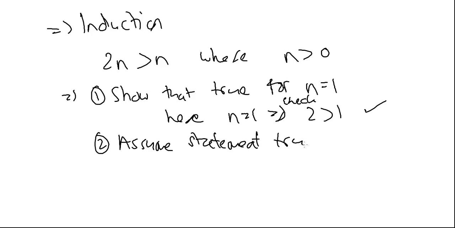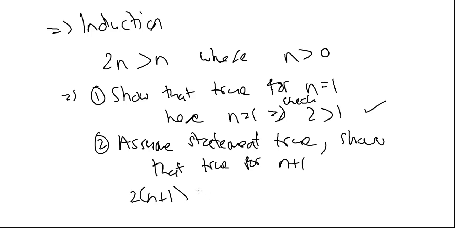So then what you do is you assume the statement true, and show that it's true for n plus 1. So if n is equal to n plus 1, we'd have 2n plus 1 is greater than n plus 1. So I have to now show that this is true, and I'm allowed to assume that 2n is greater than n.